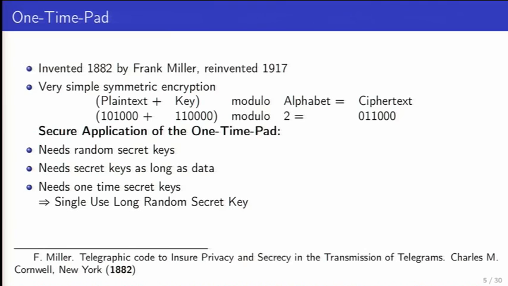As you can see here, there is a plain text, there is a key, modulo the alphabet. The alphabet here is 2 because we are using zeros and ones, and if we just apply this machine, we're getting a ciphertext which is not decryptable. For a secure application, we have got some requirements. We need a random secret key, we need a secret key as long as the data, and we need a one-time secret key. So in the end, we need single-use, long, random secret keys.